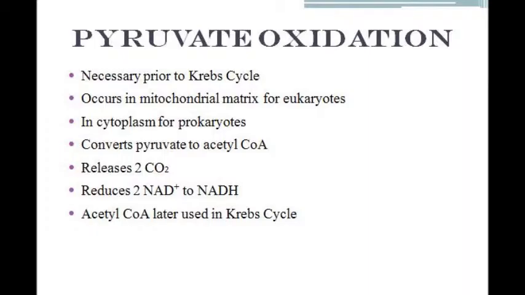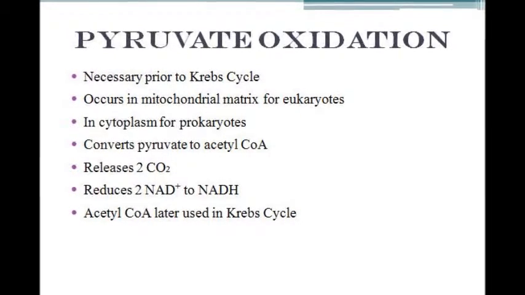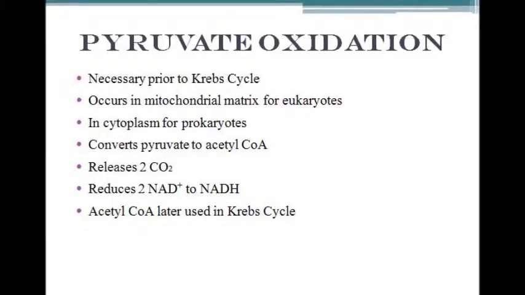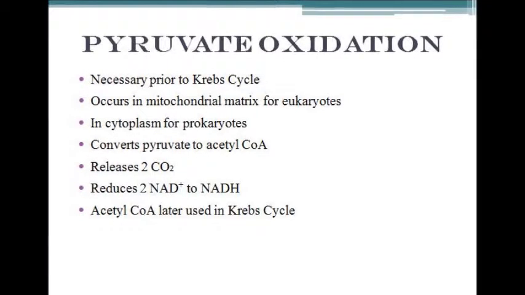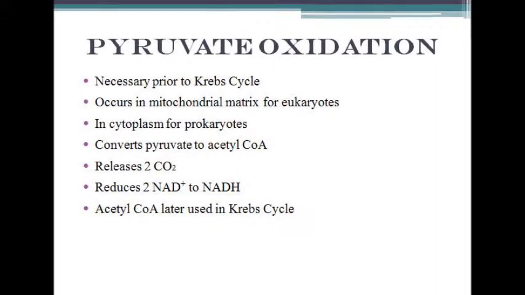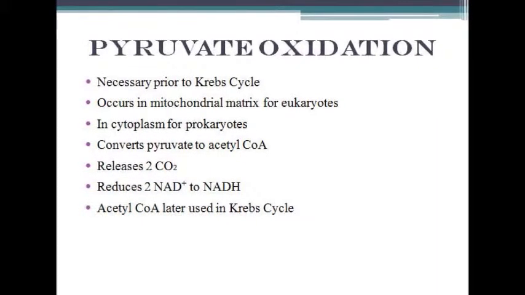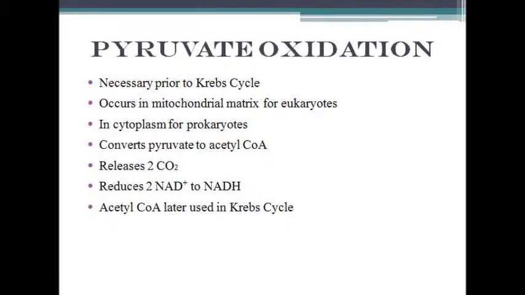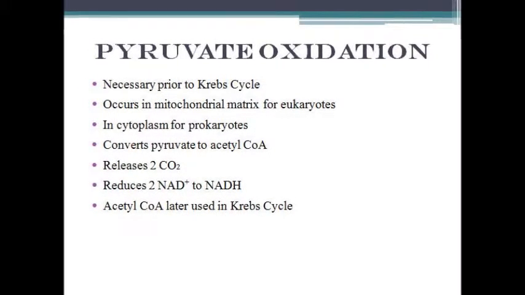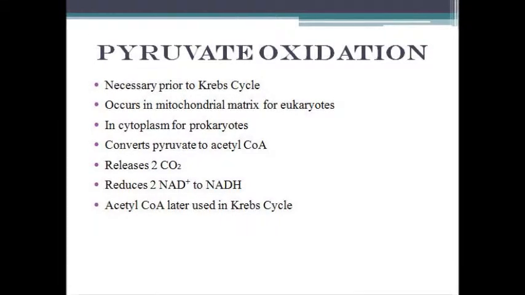But before we move on to the Krebs cycle, we must go through pyruvate oxidation. In this process, the pyruvates are converted to acetyl-CoA, which is essential for the Krebs cycle. This occurs in the mitochondrial matrix for eukaryotes and in the cytoplasm for prokaryotes. Carbon dioxide is released in the process. Also, the 2 NAD pluses are reduced to 2 NADHs.